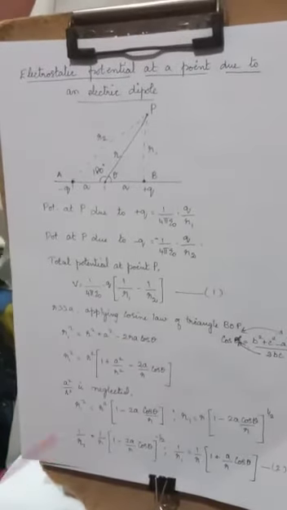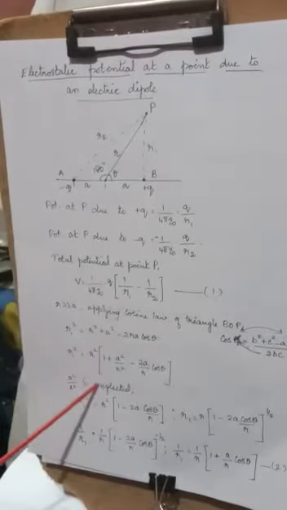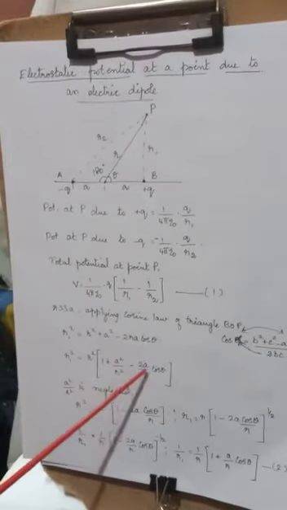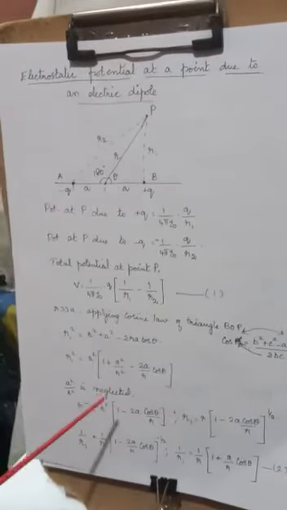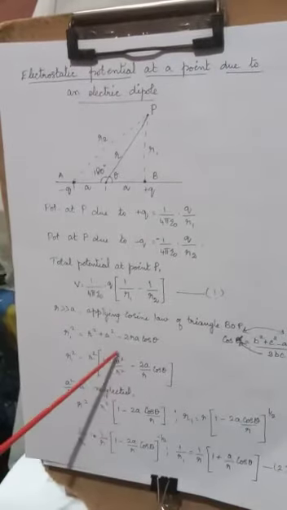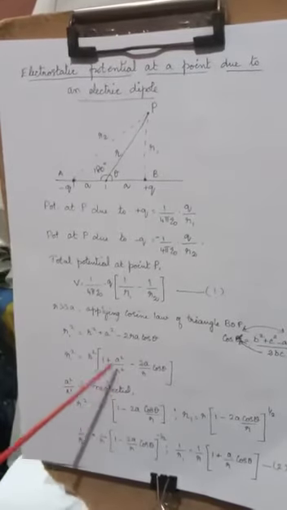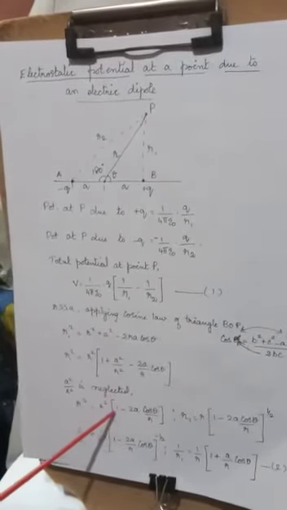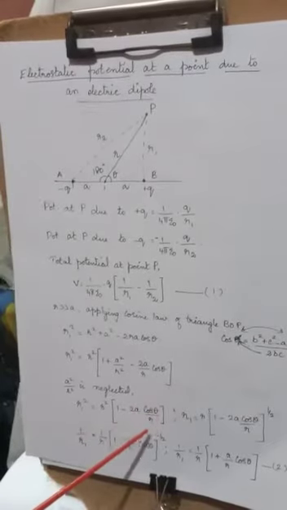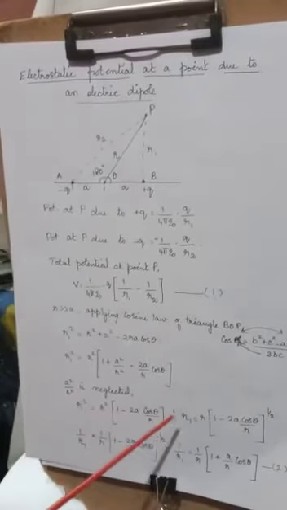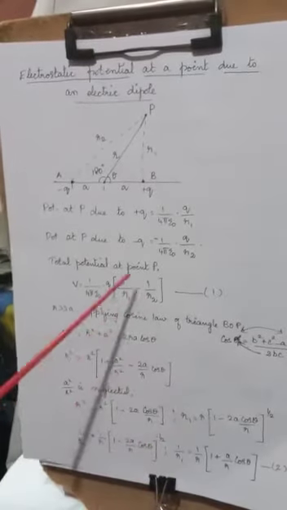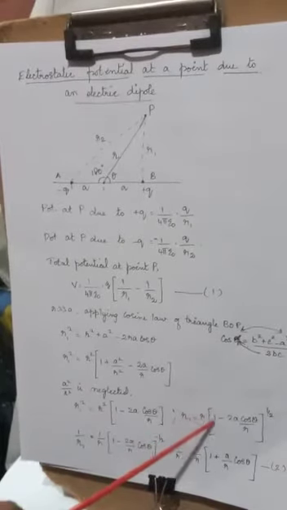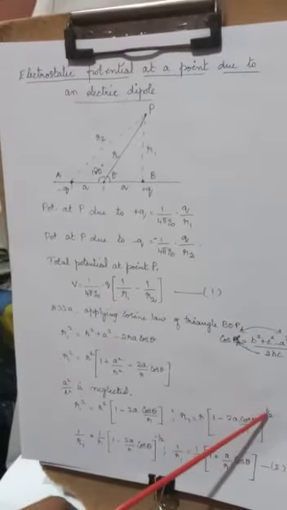Now what am I going to do is take r square as common, so it turns to 1 plus a square by r square minus 2a by r cos theta. When you compare, r is large and a is small, so I can neglect the a square by r square term. The remaining term is r square into 1 minus 2a cos theta by r. If I need to find the square root for r1, then r1 will be equal to r into 1 minus 2a cos theta by r, power 1 by 2.